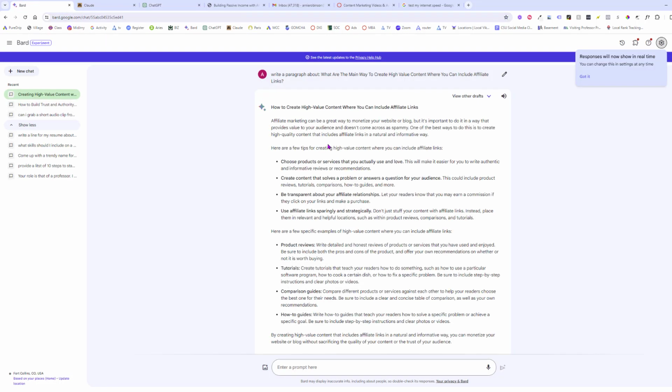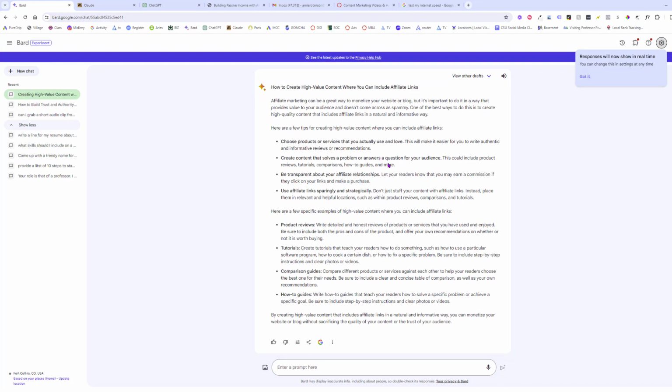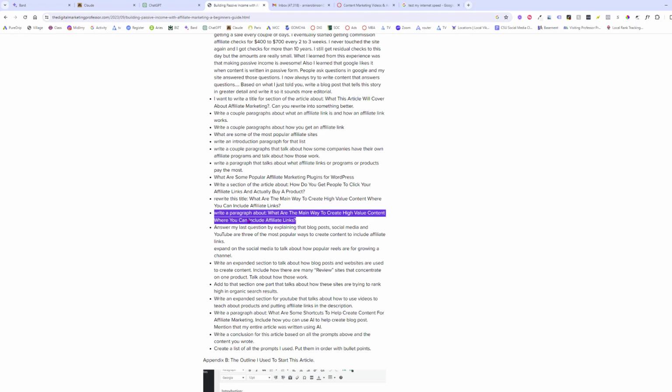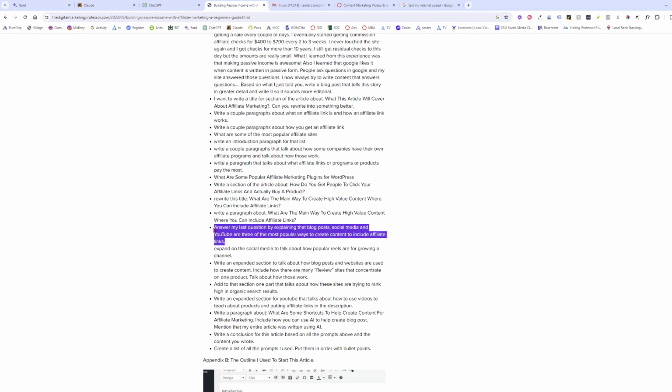So I pop these into here and it goes through and it's answering my question. You can see it's kind of answering it three different ways. ChatGPT still going over here. When I did this article originally, I didn't like the answer that I was given, which is helpful when you know about what you're asking for in the prompts. So I asked the program I was using to write this article, I think I used Claude for this one, to answer my last question by explaining that these are the three ways, the most popular ways to create content. And I wanted them to talk more about blog posts, social media, and YouTube.